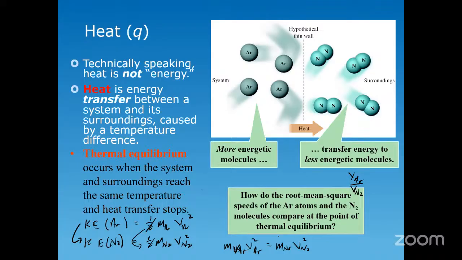All right. So basically, after dividing both sides by V_N2 squared and dividing both sides by M_Ar, this will cancel out with that.